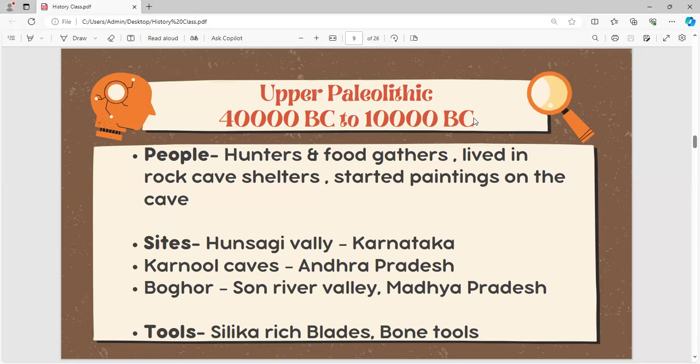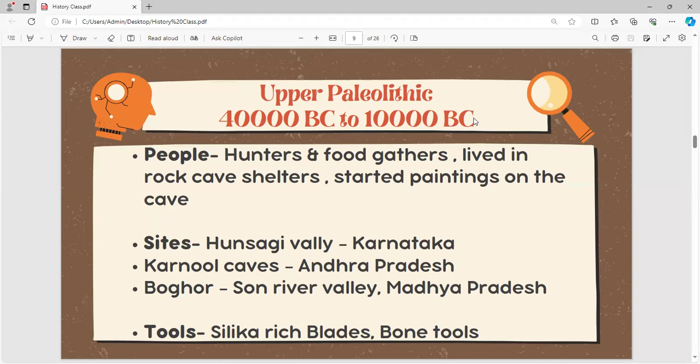What are the important sites in the Upper Paleolithic period? Hansagi Valley in Karnataka, Karnool Caves in Andhra Pradesh, Bohar in Son River Valley, Madhya Pradesh. In that period, people used silica-rich blades and bone tools.